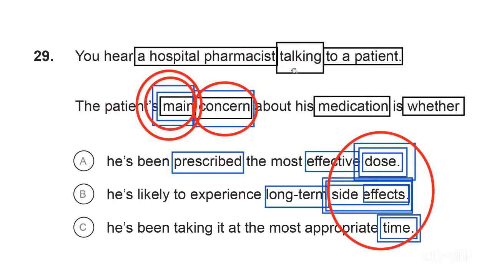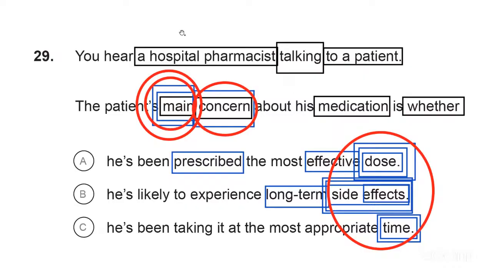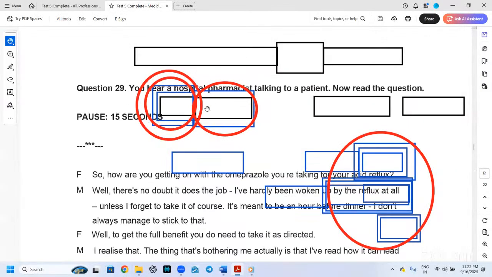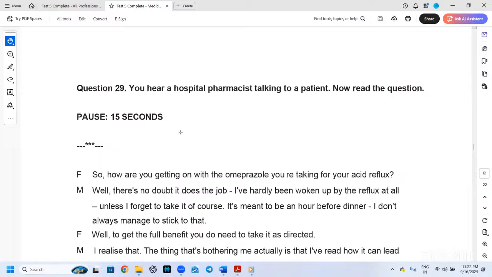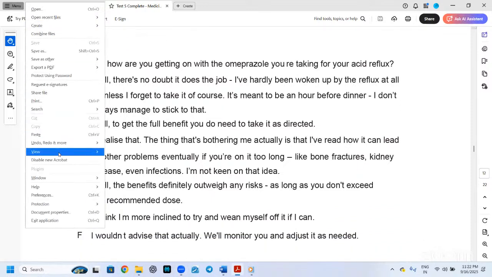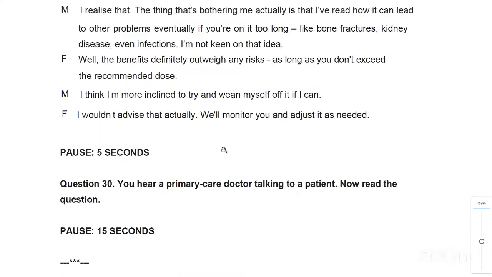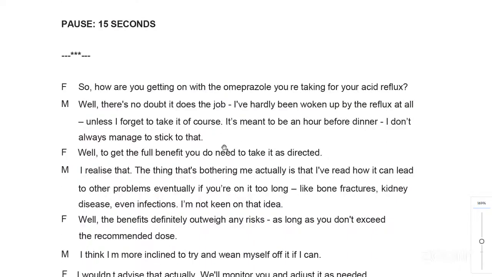So now let us check this one. They told what is bothering me about the long-term side effects. What is bothering? Yes, you are right. So now let us check this one. So this is question number 29.